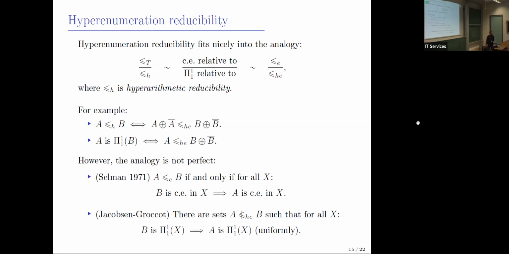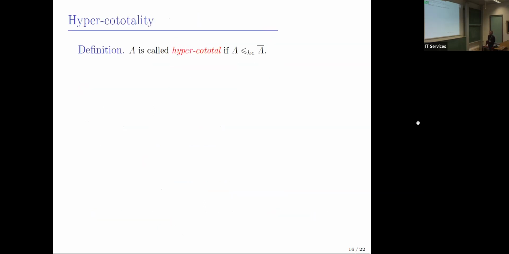Just make this set in the definition of enumeration reducibility Pi^1_1 rather than the same. No, Sanchez showed that was equivalent. Very good question. Yeah, that's equivalent. Okay.